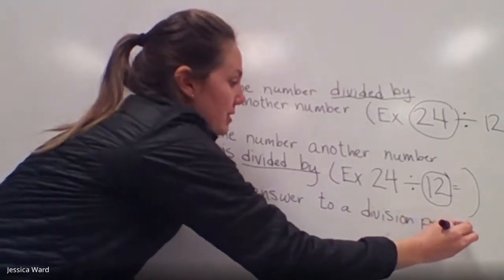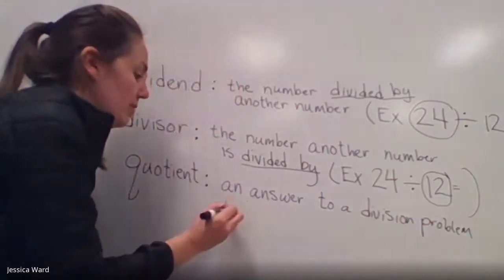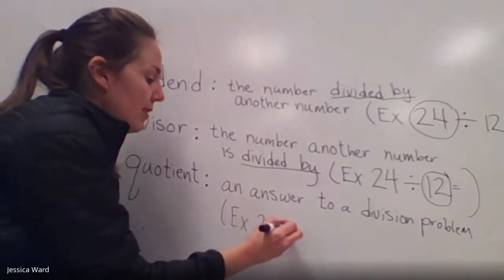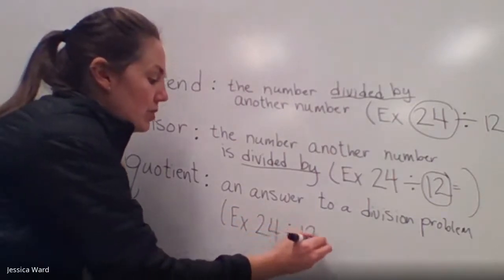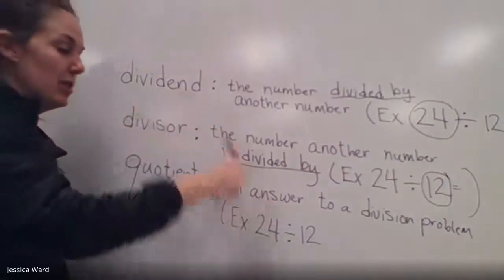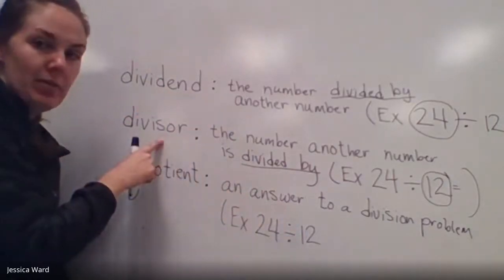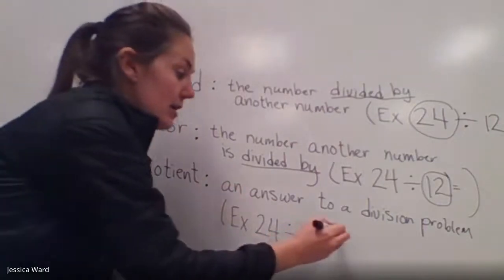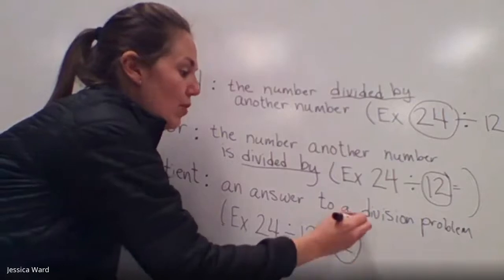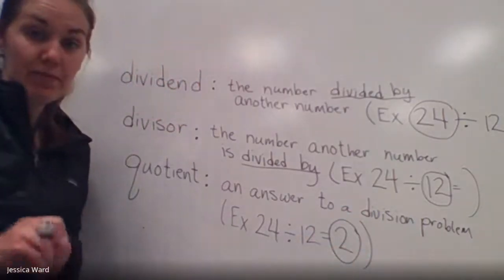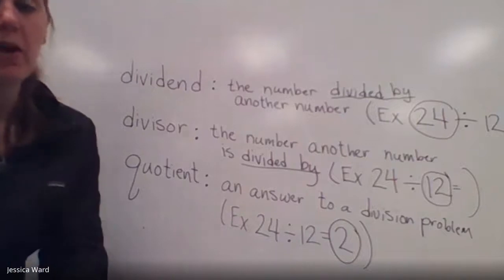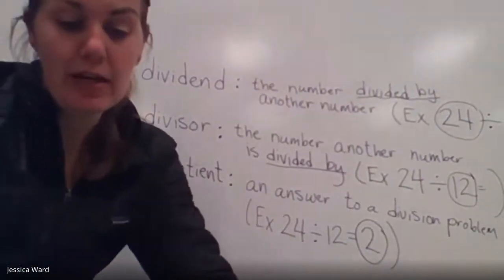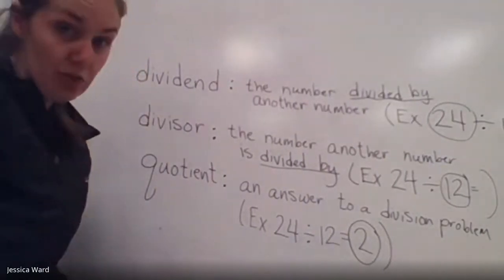So let's go ahead and stick with our example of 24 divided by 12. 24 being our dividend, 12 being our divisor, the number we're dividing by, and our answer would be 2, right? So 2 would be the quotient in this problem. Okay? Okay, so now that we have some of the terms solidified, go ahead and turn to page 82.